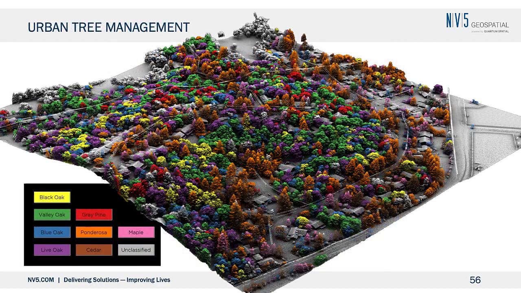And then getting some really detailed information on the species, size, distribution, and health of urban trees for urban tree management. A lot of urban tree managers know what's on public land, but have very little understanding of what's on private land. This allows provision of that information.